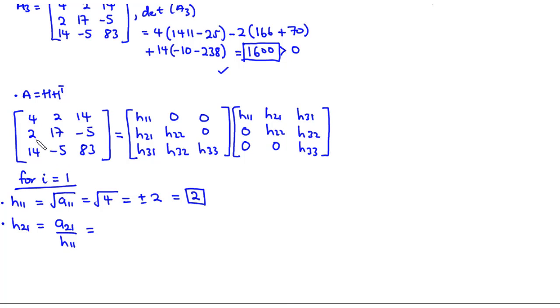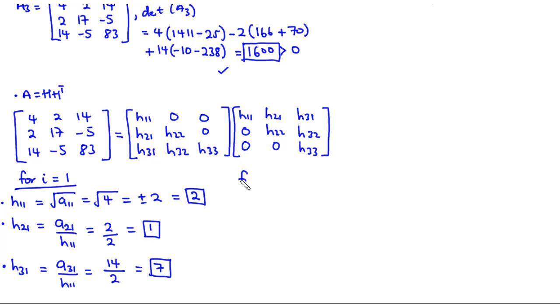Now we have A21 to be 2 divided by H11, which is also 2, and thus we have a 1 here. Now we move on to H31. Still using the same algorithm, we are going to have A31 divided by H11, and that is simply 14 divided by 2, and that is equal to 7. So now we've been able to find the elements of the first column. Now let's move on to the elements of the second column.